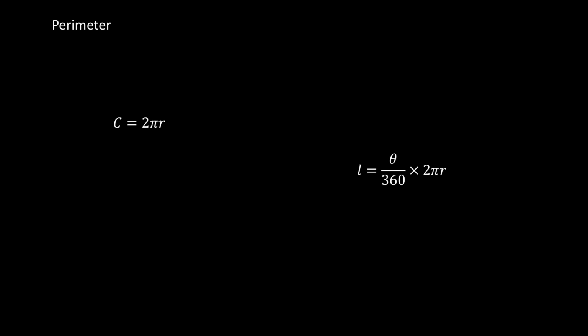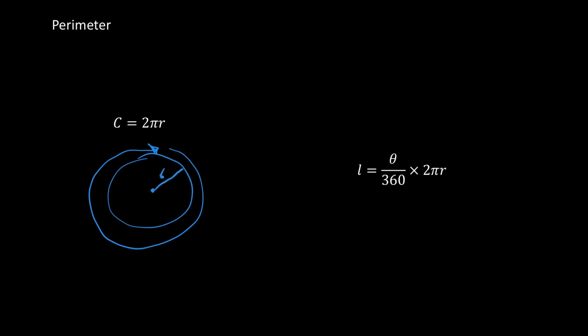So we'll look at a couple of formulas now. First of all, we've got C equals 2 pi r. That is the circumference. If we have a circle, the circumference is the distance around the outside of the circle. The r stands for the radius. Remember, the radius is the distance from the center to anywhere on the outside of the circle.